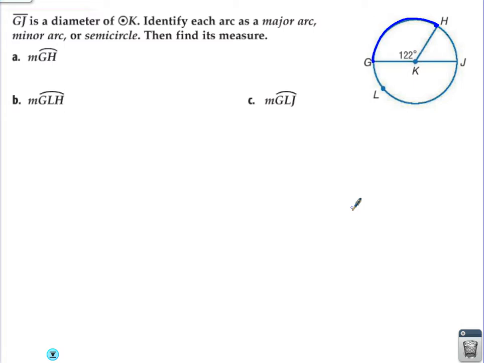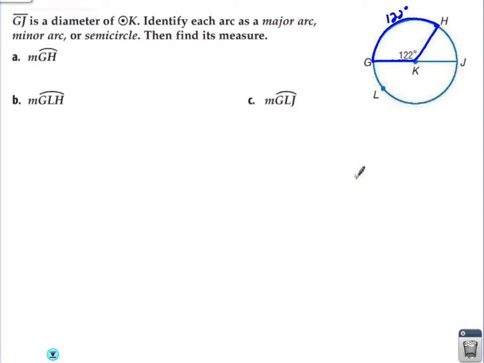So not only do they say tell whether it's major or minor, then find the measure of the arc. Here's a reminder. Here's how you do it. Look at the central angle. If the central angle is 122, then the arc is what? 122. That's all you have to do. The arc and the central angle is going to have the same measure.